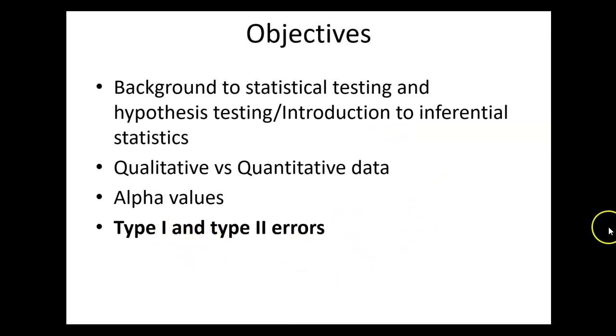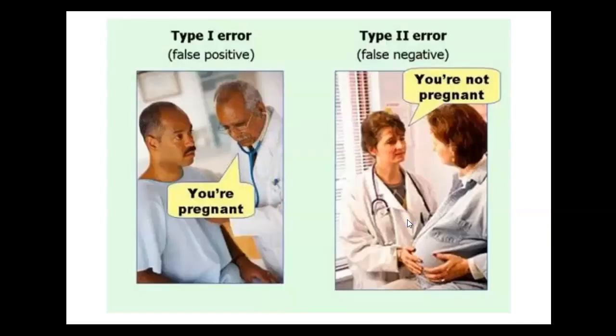You've already been slightly introduced to type 1 errors. There's also another kind of error called a type 2 error. A type 1 error can also be considered basically a false positive. So where there's no results, but the test shows that there are results. A type 2 error is a false negative, when the person actually has a condition and the test says that they don't.